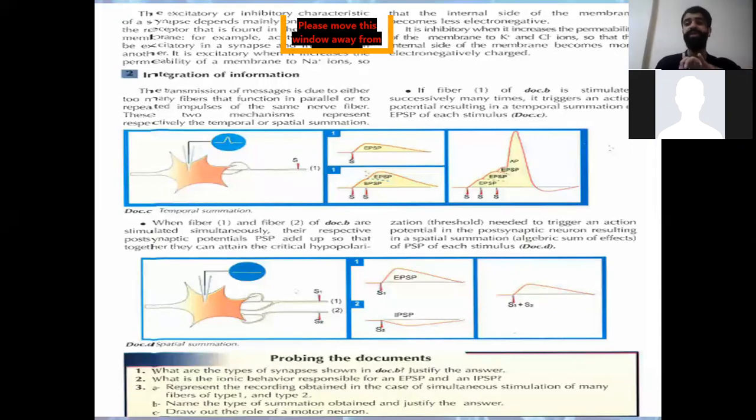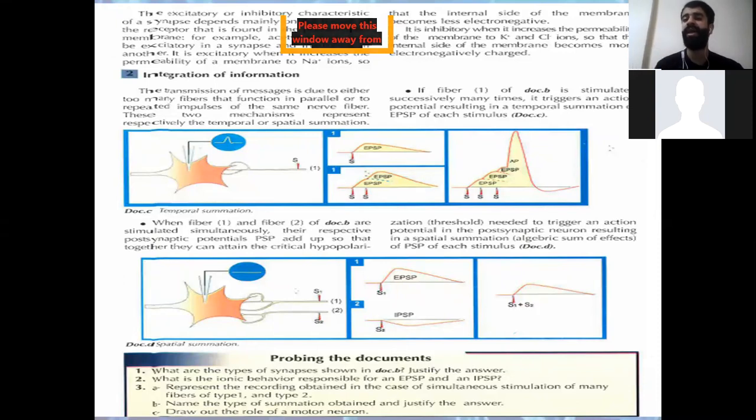While in another synapse, maybe the acetylcholine will increase the permeability of K plus and Cl minus to enter inside the cell. So whenever they enter, the internal will become more electronegative, and it can be inhibitory. So here, inhibitory or excitatory, it depends on the synapse. So acetylcholine can be inhibitory in one synapse and excitatory in another.